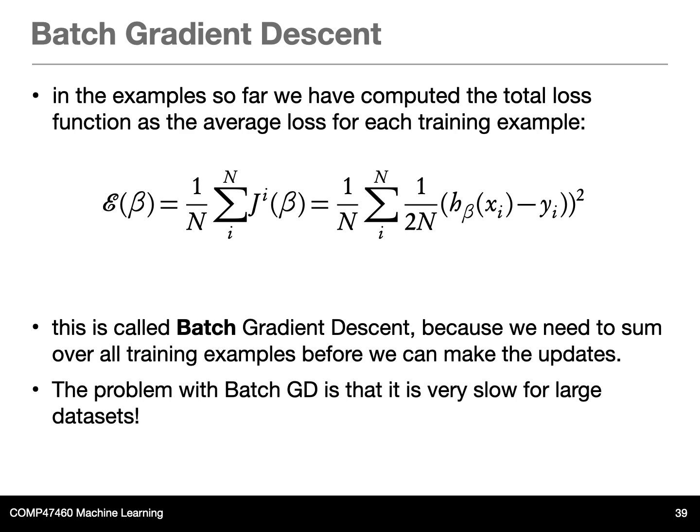This is called batch gradient descent. You can immediately see the problems with batch gradient descent when you have large data. The updates are going to be extremely slow because we have to perform a lot of work before we can make the updates.